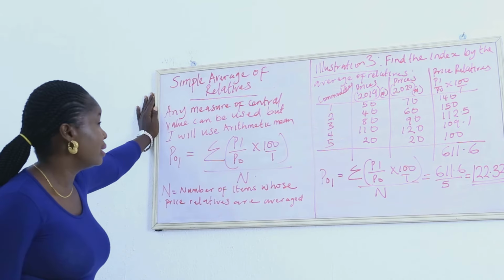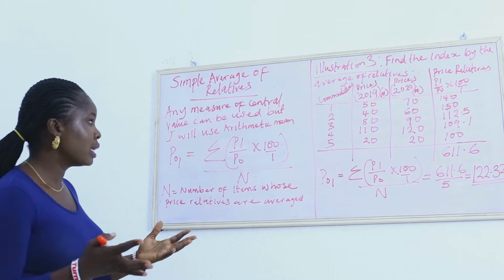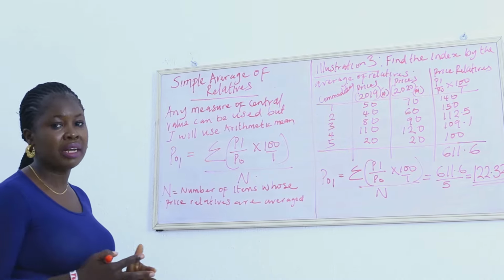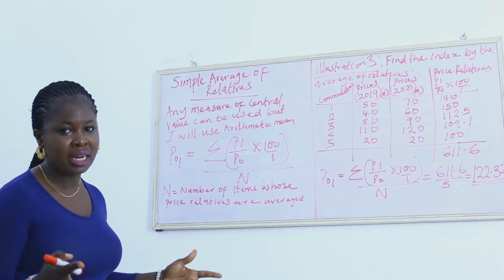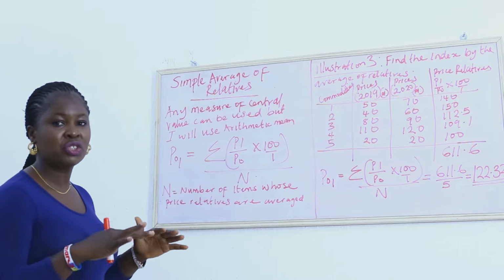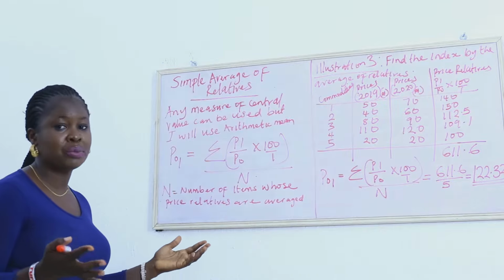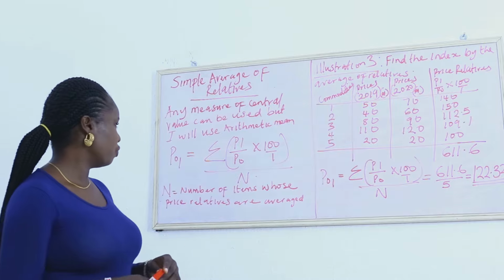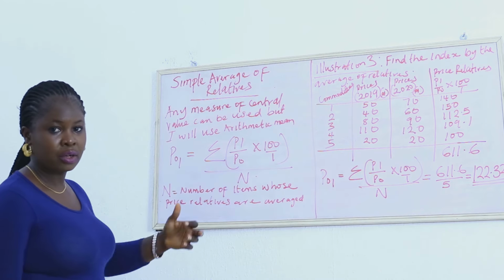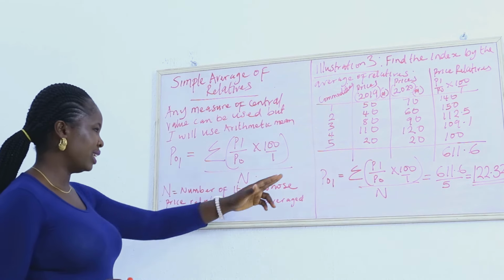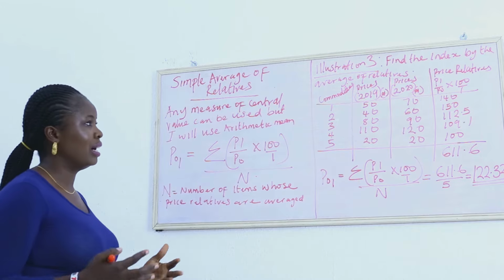So the next one we'll be looking at is the simple average of relatives, and this can be worked out using any measure of the central value, maybe harmonic mean, arithmetic mean, geometric mean, median, or mode. But I've just streamlined this to using the arithmetic mean formula, and it's simple, it's basic from where we are coming from. So P01 is equal to the summation of P1, the current year, all over the base year, times 100, then all over n, that is the number of items whose price relatives are being averaged.